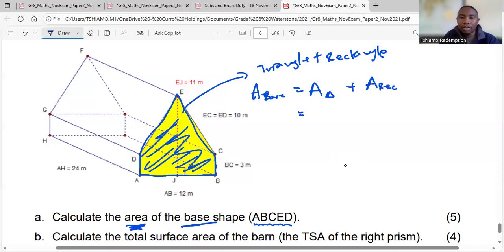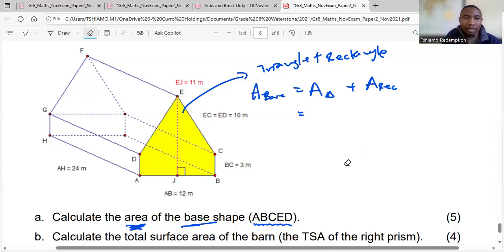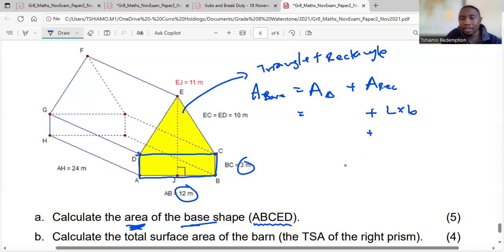So what is the area of the rectangle? Let's start with that one first. Okay. Area of the rectangle will be this part. This part. Do you agree? So it will be 12 multiplied by 3. So it will be L times B, which is 12 times 3. Now, what is the area of a triangle?